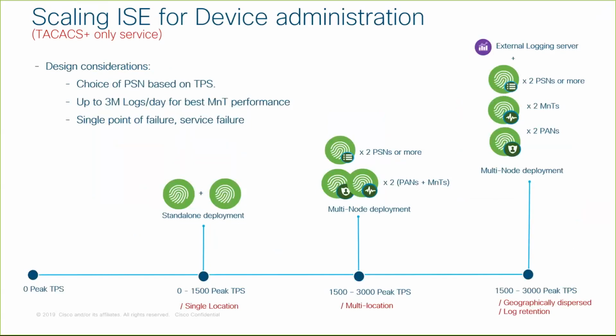And if you have geographically dispersed sites across continents, across countries, and you need log retention as well, for example if your logs go through more than 3 million logs per day, you might need an external logging server. So in this example, to the right, you can see that you need 2 PAN, 2 MNT, and 2 PSNs or more. This is again based on the appliances we talked about earlier and the transactions per second for those appliances as well.